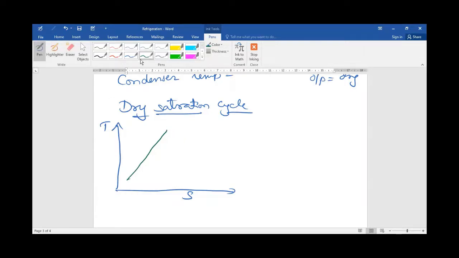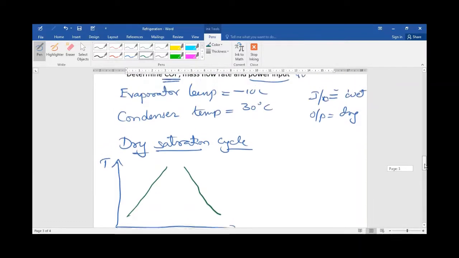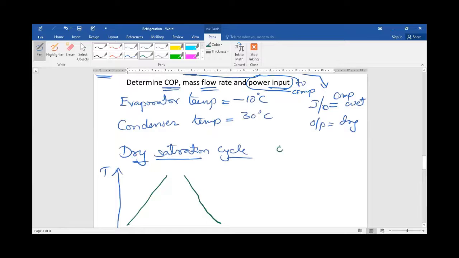Okay. Let me take the pen. Here, this is the saturated vapor line. Now, what is the condition he has given? Dry saturation line. Keep in mind, the output or outlet of the compressor is dry. Input is point number 1, output is point number 2 in the compressor. Okay, the output point is dry.